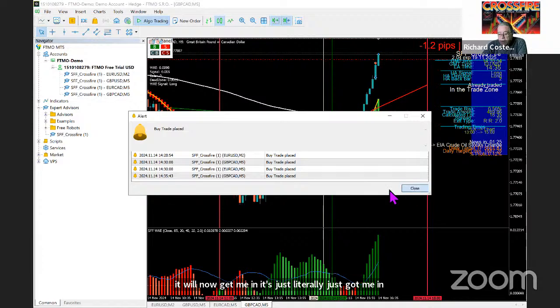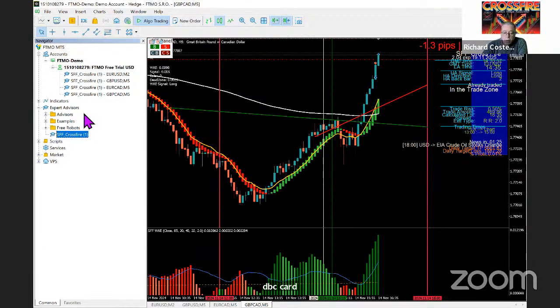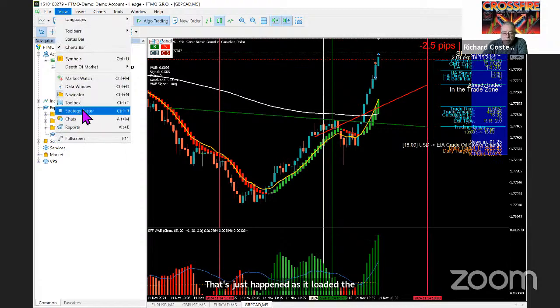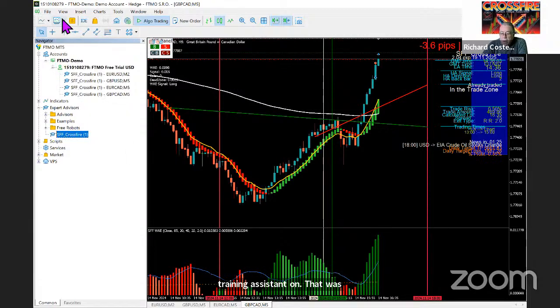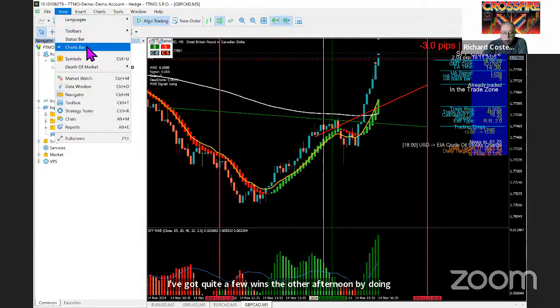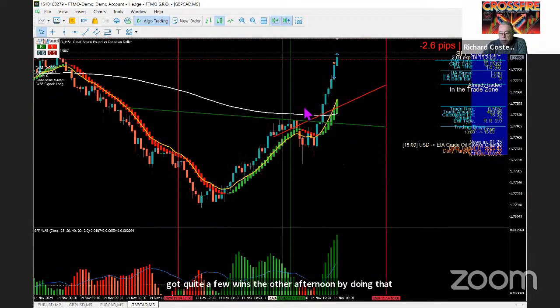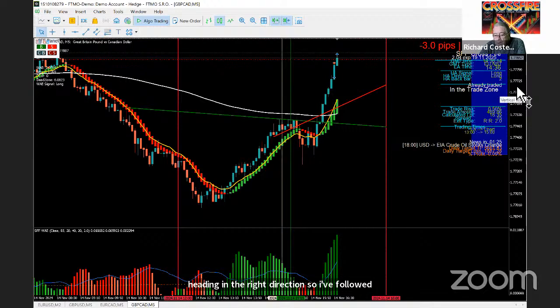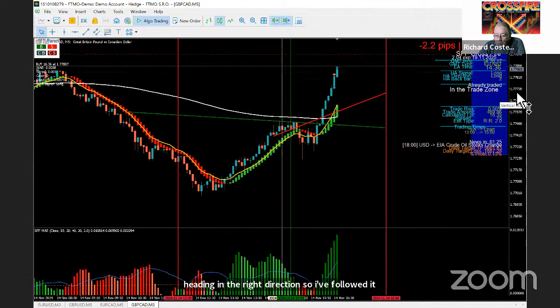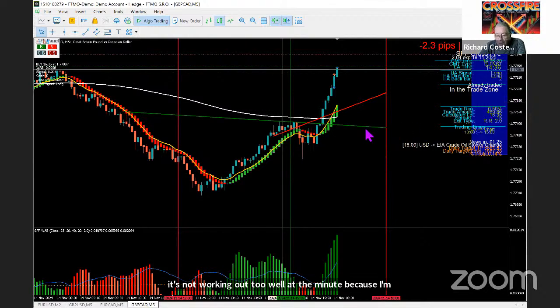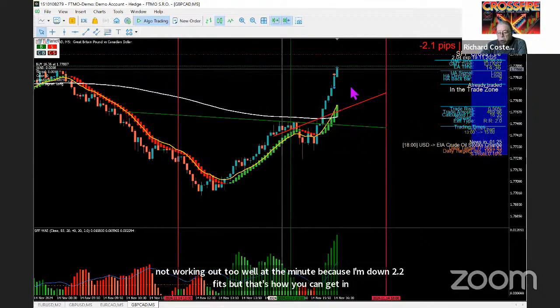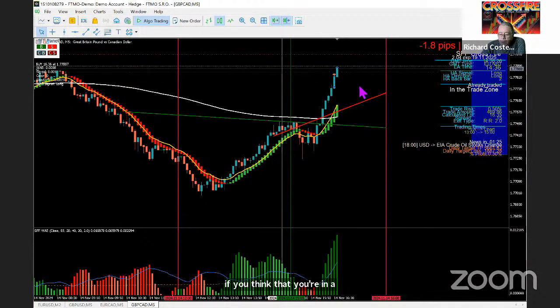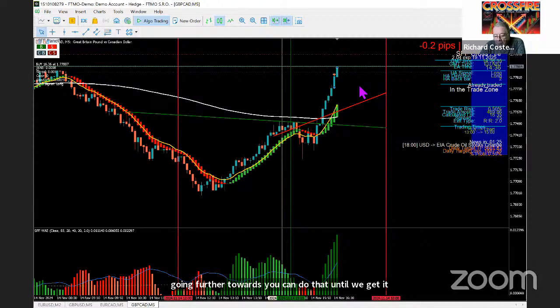That's just happened as it loaded the trading assistant on. That was how I got quite a few wins the other afternoon by doing that, because I could see that price was heading in the right direction, so I followed it. It's not working out too well at the minute because I'm down 2.2 pips, but that's how you can get in. If you think that you're in an upward movement and you want to have the opportunity of doing further trades, you can do that until we get it. I think the next version we get will have that automatic.